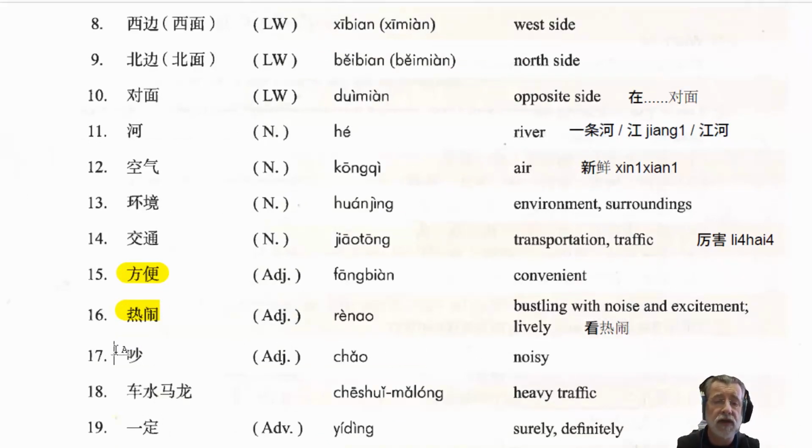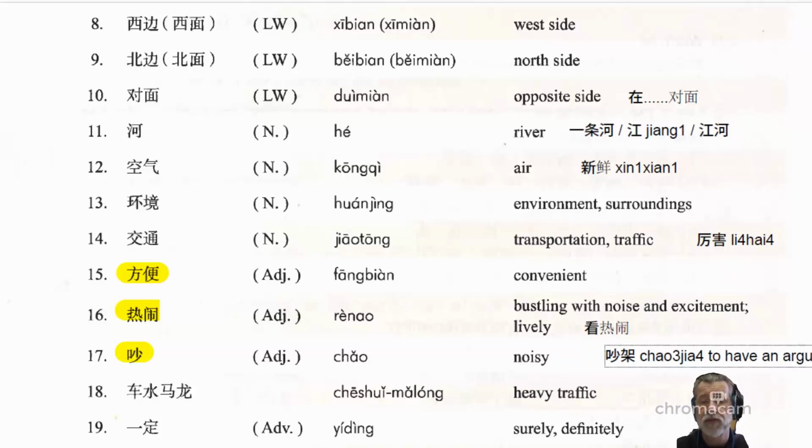Next one we have is 吵, 吵. So here it means noisy. So you can talk about a place being 很吵. And also it can mean to, let me put the pinyin for that, 吵架, to have an argument. Yeah, so often when one has an argument, one can be quite noisy, so that's possibly the connection there.